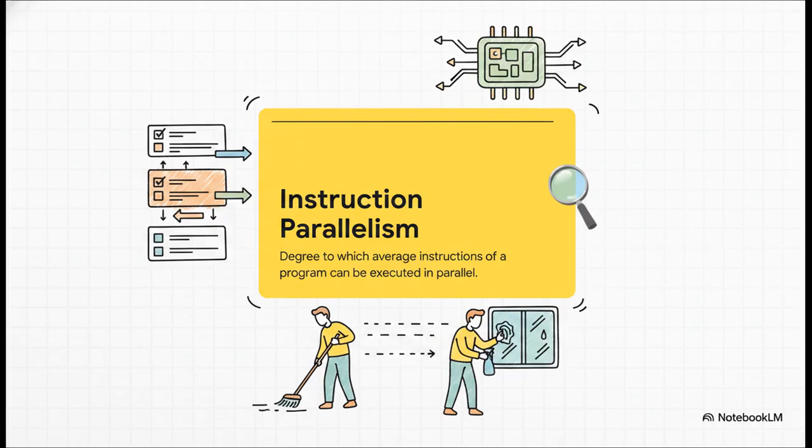Think of a computer program like a massive list of chores. ILP is simply the degree to which those chores can be done at the exact same time without completely messing up the final result. Like if I need to sweep the floor and you need to wash the windows, we can do those in parallel. Our source material makes it super clear that maximizing this parallelism is the absolute key to modern computing performance.